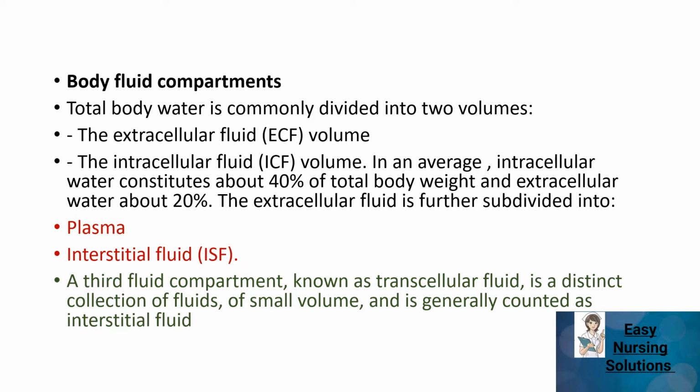Now we can say the extracellular fluid is further divided into plasma and interstitial fluid. The interstitial fluid means the fluid which you can see around the cells, or between the cells. The other third compartment is called transcellular fluid, which is a distinct collection of fluid of small volume, so we'll calculate it as interstitial fluid. The main thing to understand is that our body is made up of 60 percent fluid, divided into two main parts, extracellular and intracellular. The intracellular is 40 percent and the extracellular is 20 percent.